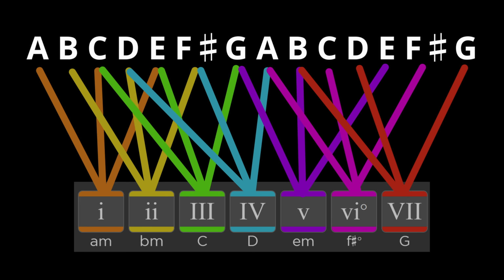And here are the chords that are found in the A Dorian key, with the scale notes that go into each chord. A minor, B minor, C major, D major, E minor, F sharp diminished, and G major. These are the diatonic chords in the A Dorian key. That is, chords that are made purely with notes from the A Dorian scale.